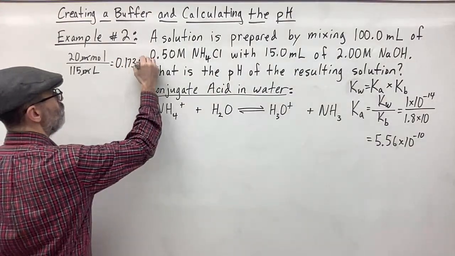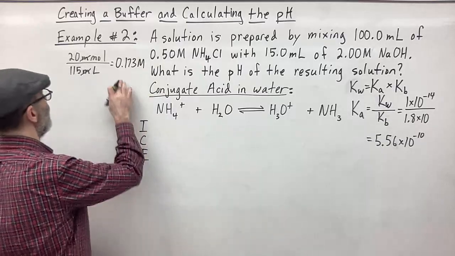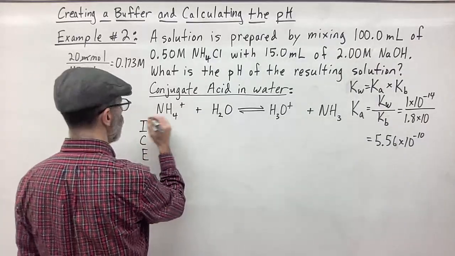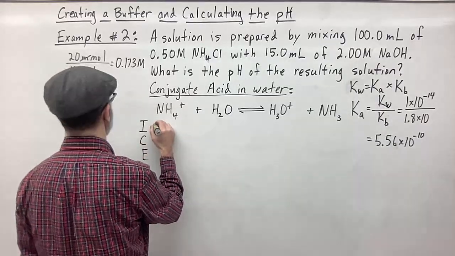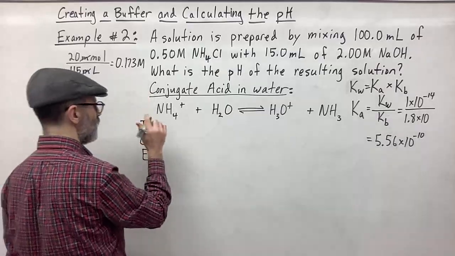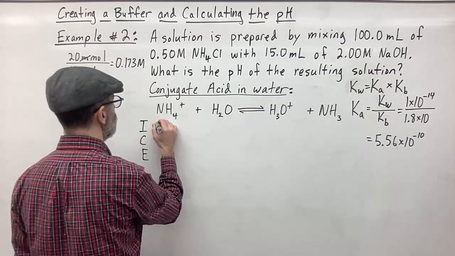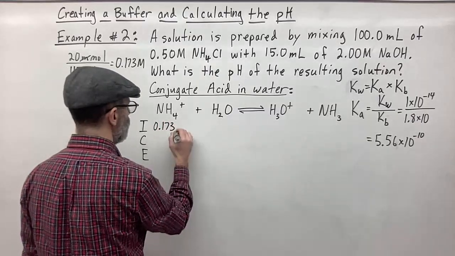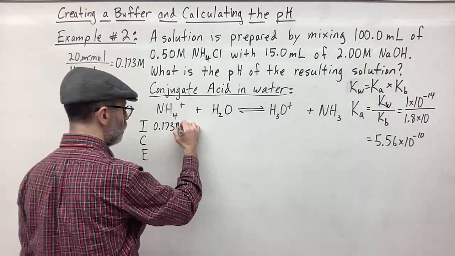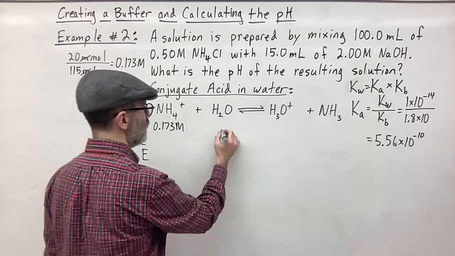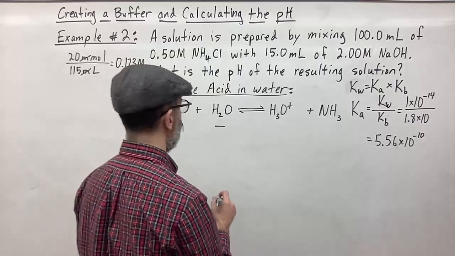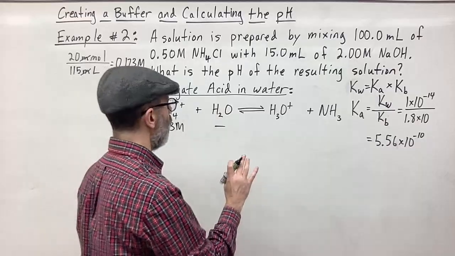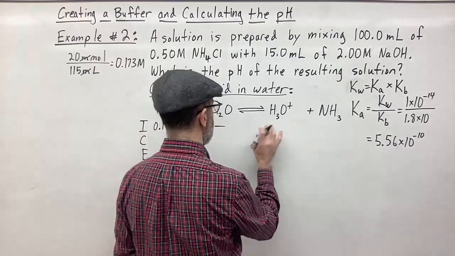0.173 molar. Again, technically this should be 2 sig figs, but I'm keeping an extra sig fig to avoid rounding mistakes. Always keep an extra digit to avoid rounding errors. And so I'm going to have 0.173 there for molar. We don't care about water because it's a liquid. It doesn't end up in the K value or the equilibrium constant.